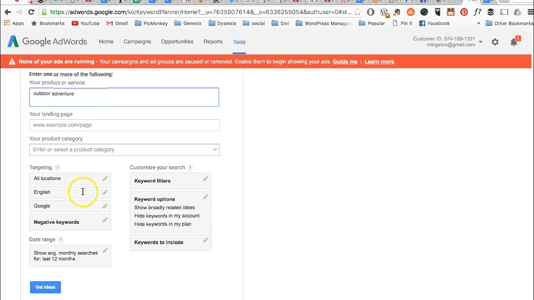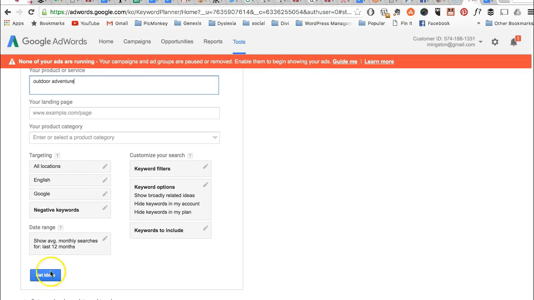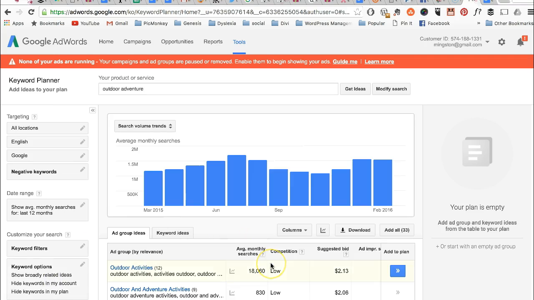Okay, and I'm just going to say get ideas right now. Because we're doing all locations, it's in English, we want to do Google. I don't really need to do negative keywords, but hey, we'll get them anyway. Okay, so this is the page that from now on you're probably going to be looking at.